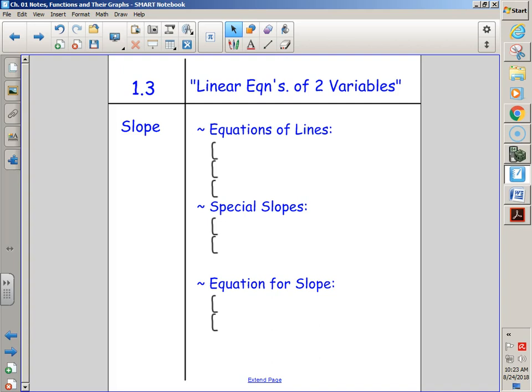Section 1.3. Oh my goodness, we only have like 12 minutes of class left. 14, 13. How on earth will we cover a section in that amount of time?